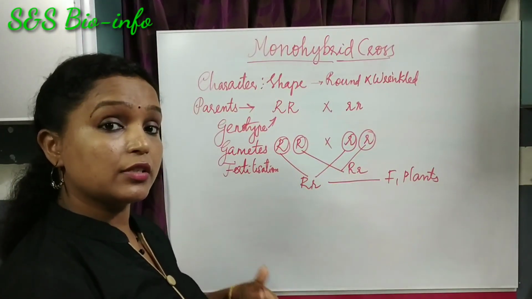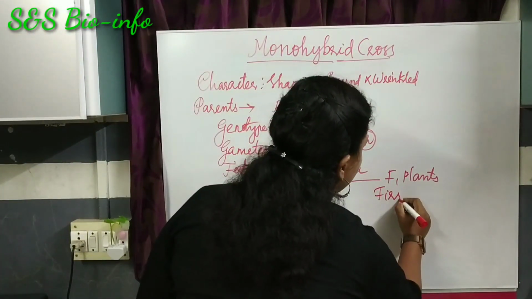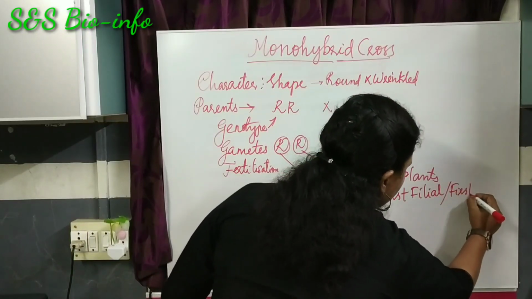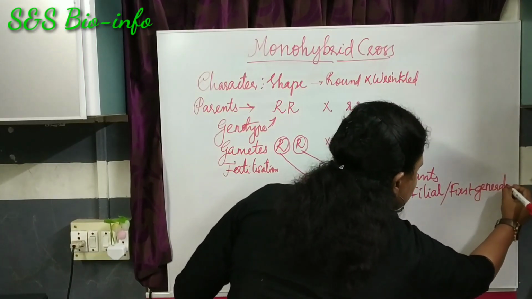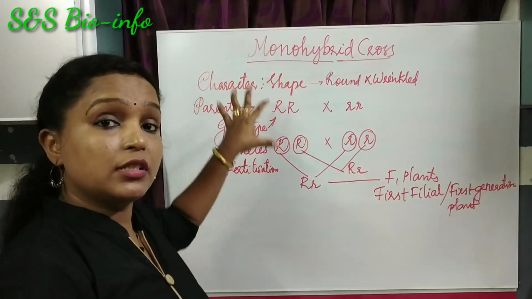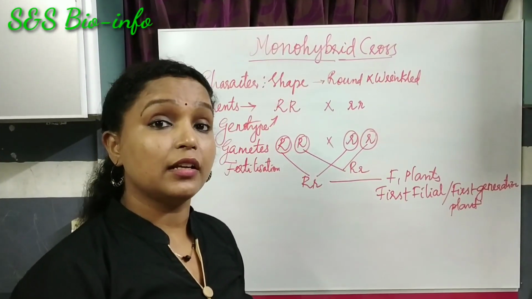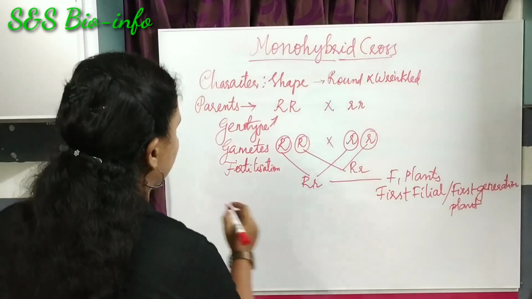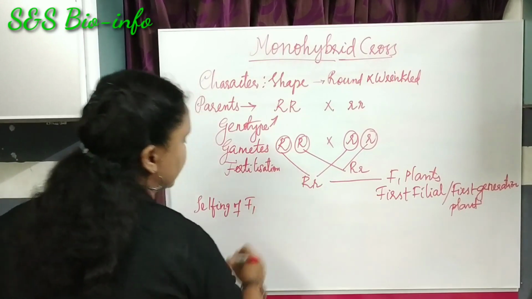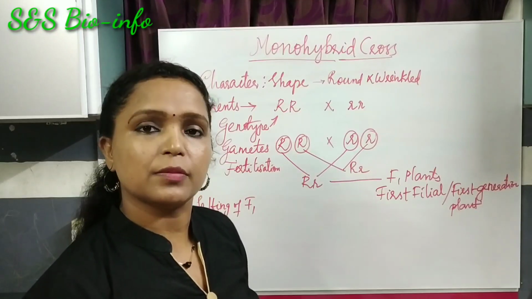F1 plants are also known as first generation or first filial plants. This is the first step in Mendelian experiment, that is cross-pollination. The next step is selfing or self-pollination of F1 plants. As the plant is bisexual, it consists of both reproductive organs, male and female.